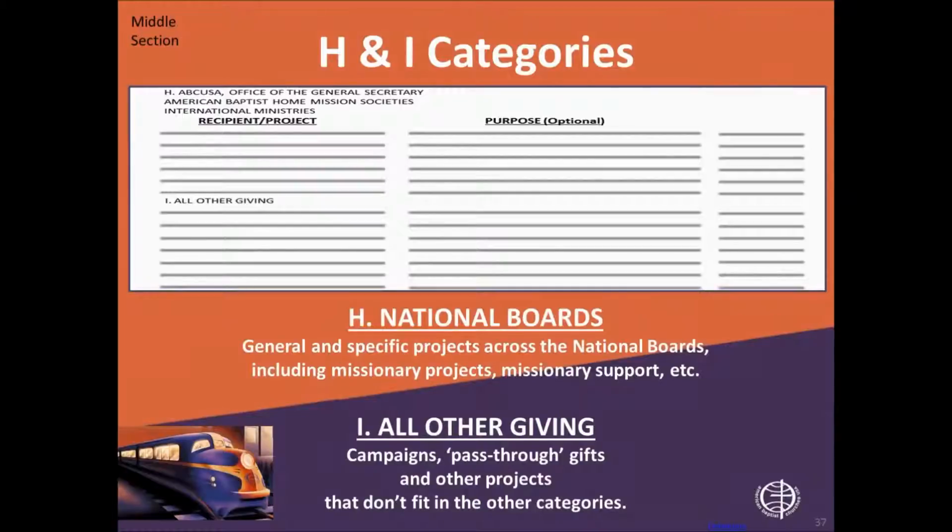So now we're left with the last two categories. They're pretty big, but it's a wide open space, so what do you do with these? H is the national boards, and it includes general and specific projects for those boards, and this area includes the missionary projects, missionary support, and other project detail. Everything else falls under all other giving, which might include campaigns or pass-through gifts and other projects that don't fit in, like I said, the other categories. Let's take a look.